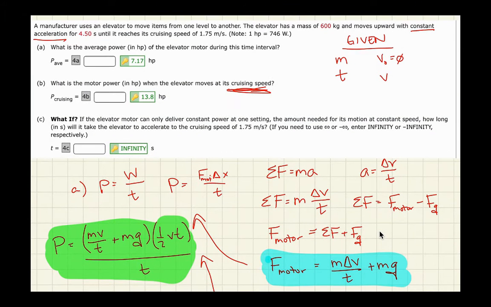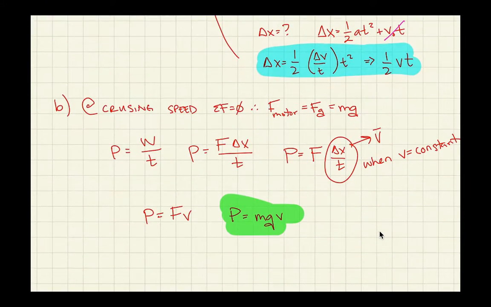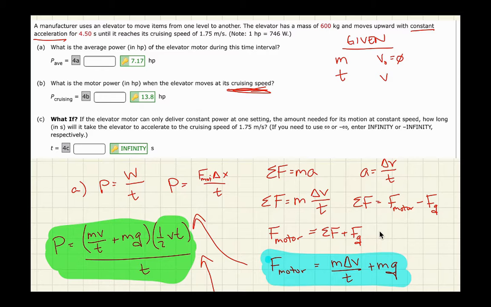And then lastly for this part, the question says, if the elevator can only deliver this power, how long would it take for it to accelerate to a faster cruising speed? The answer is that it never will accelerate to a faster cruising speed because it will never be able to overcome that weight of the car to speed up even further. It'll just keep moving at that constant velocity of, in this case, 1.75 meters per second. So the answer to part C is never. It'll never get there, or infinity seconds.